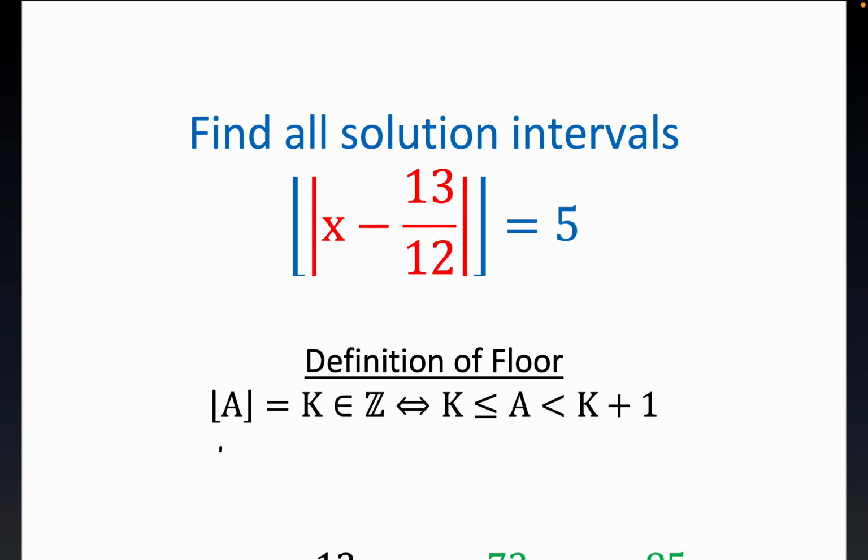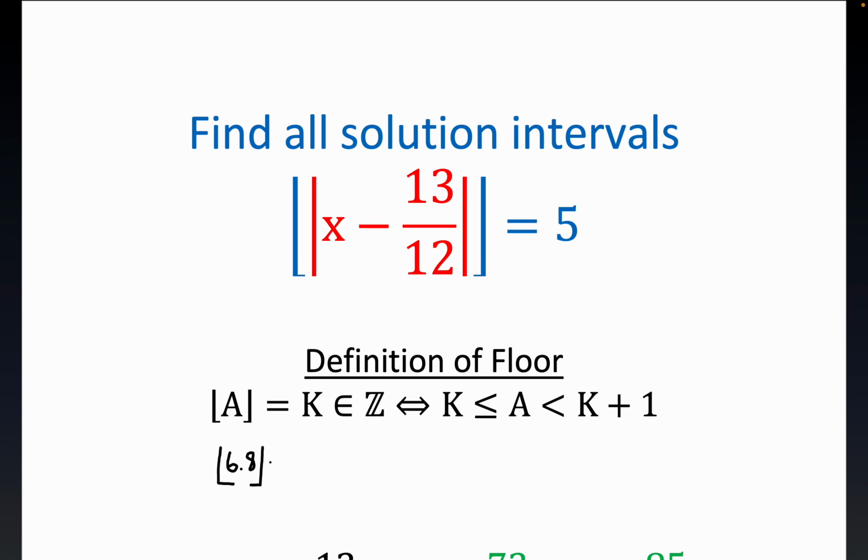Good morning, everybody. We're talking about solution intervals to a floor equation today. And let's take a look at why we would expect solution intervals, ranges of real numbers. For example, the floor of 6.8.